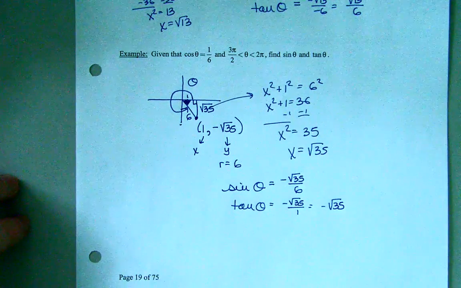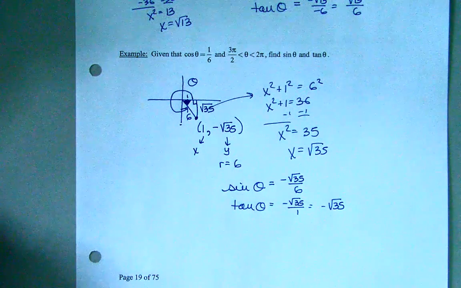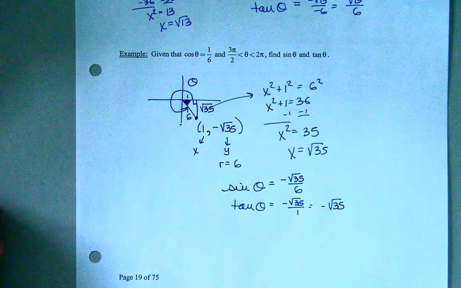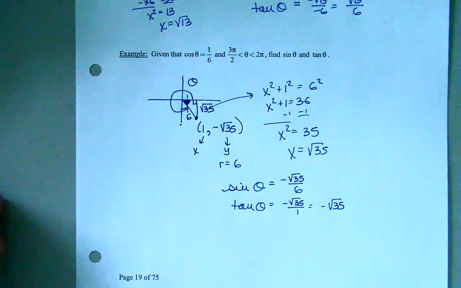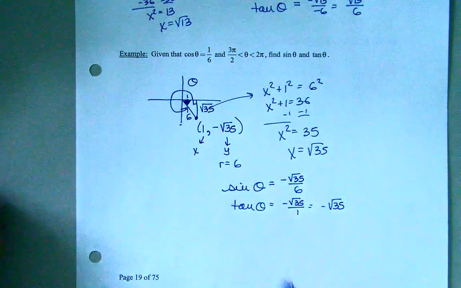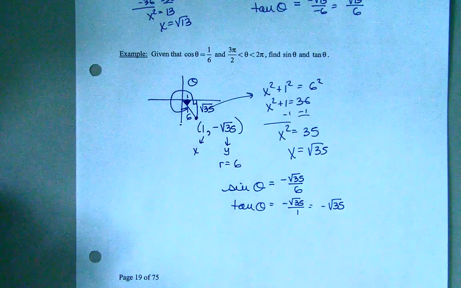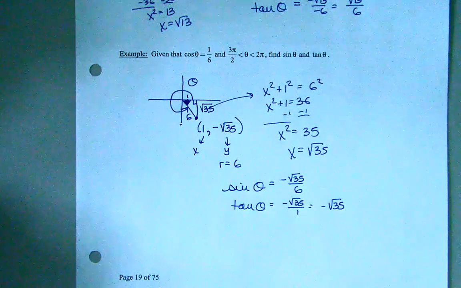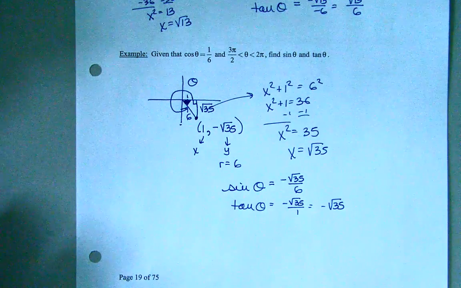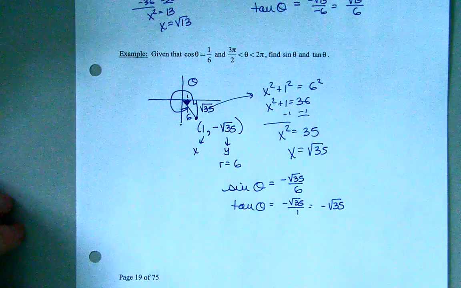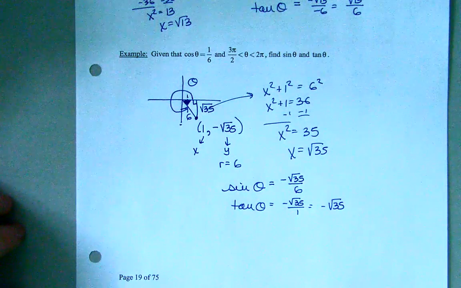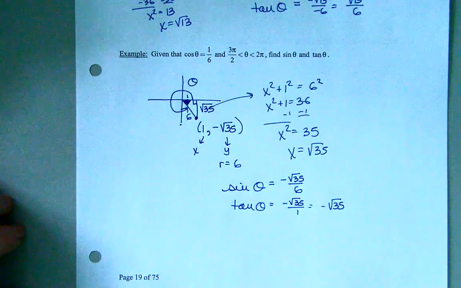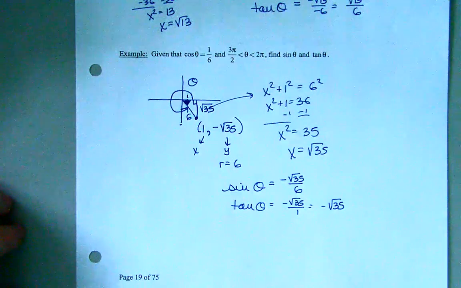Sine of theta should be negative root 35 over 6. Tangent should be negative root 35. I'm going to need to see a bit of work in the homework with these problems. I'm going to need to see for these, the picture drawn out, you finding the missing side, you labeling coordinates, paying attention to is the thing positive or is it negative, and then going with the x, y, r definitions and things like that. How are we doing with this?